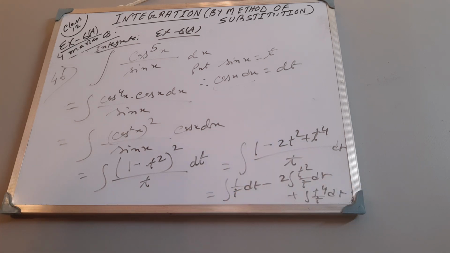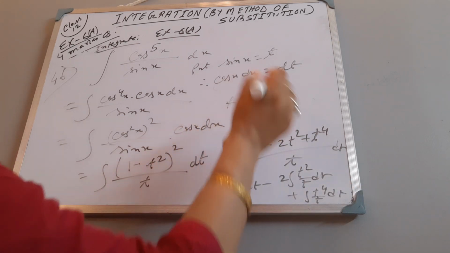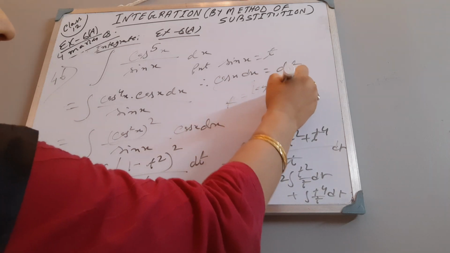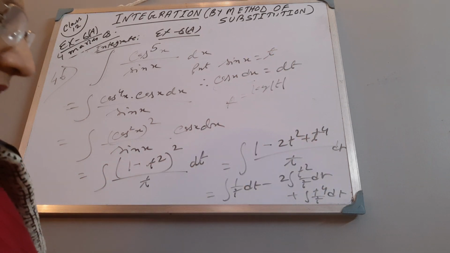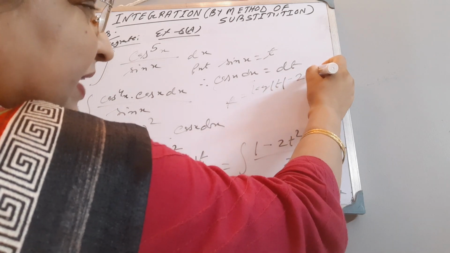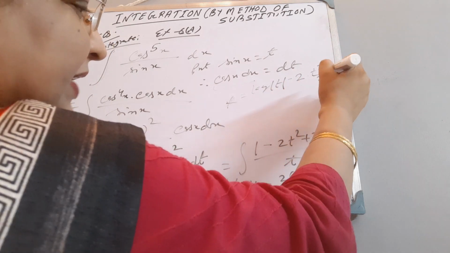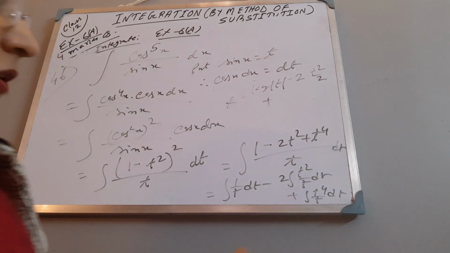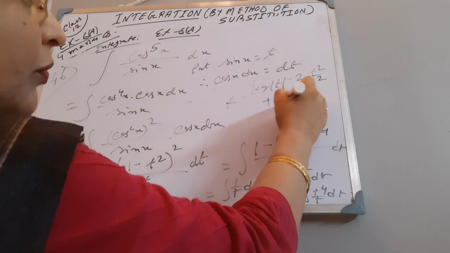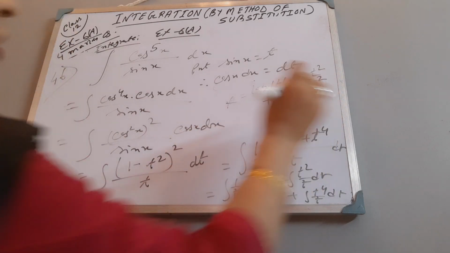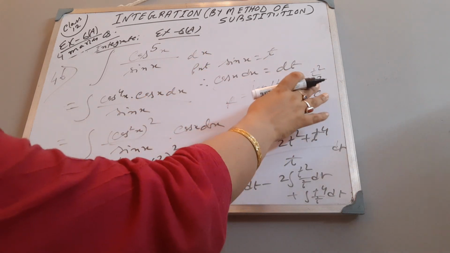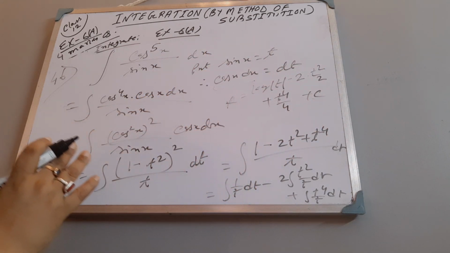Just expand this, then what we will get? Integral 1 by t dt gives us log t, minus 2 integral t square by t, that is only t dt, so it is t square by 2, plus t to the power 4 by t, that is t cube, so integral of t cube is t to the power 4 by 4 plus c. All terms written, integral sign now removed. Now we will just put the value of t.